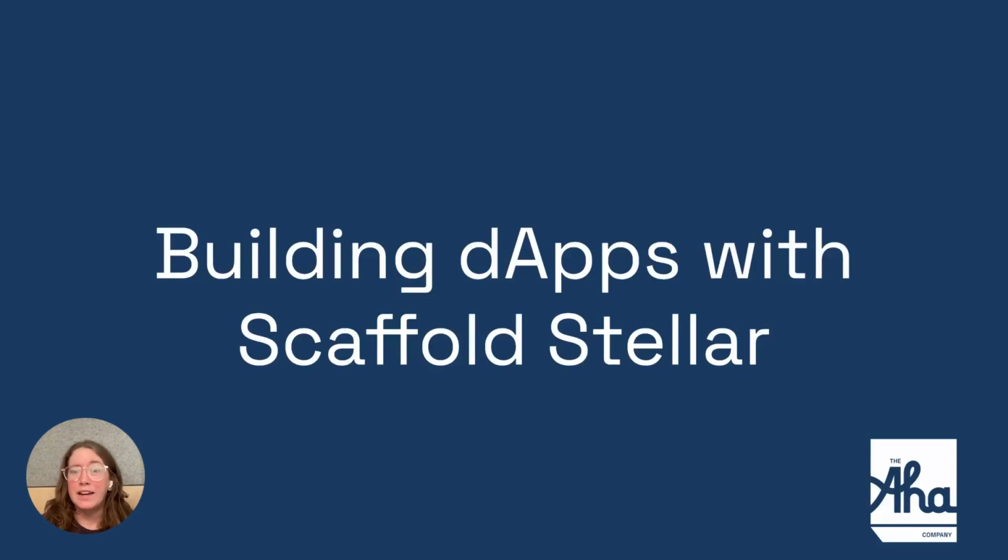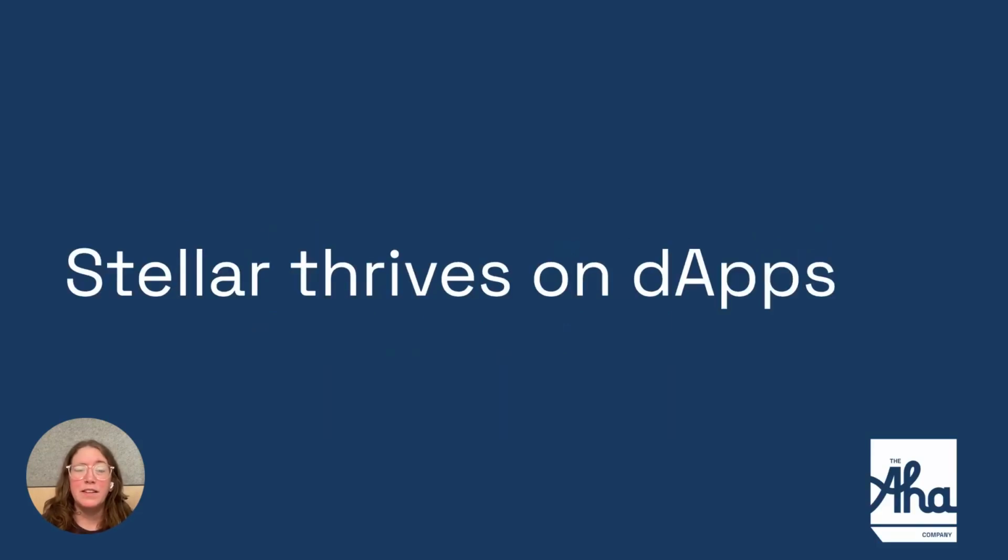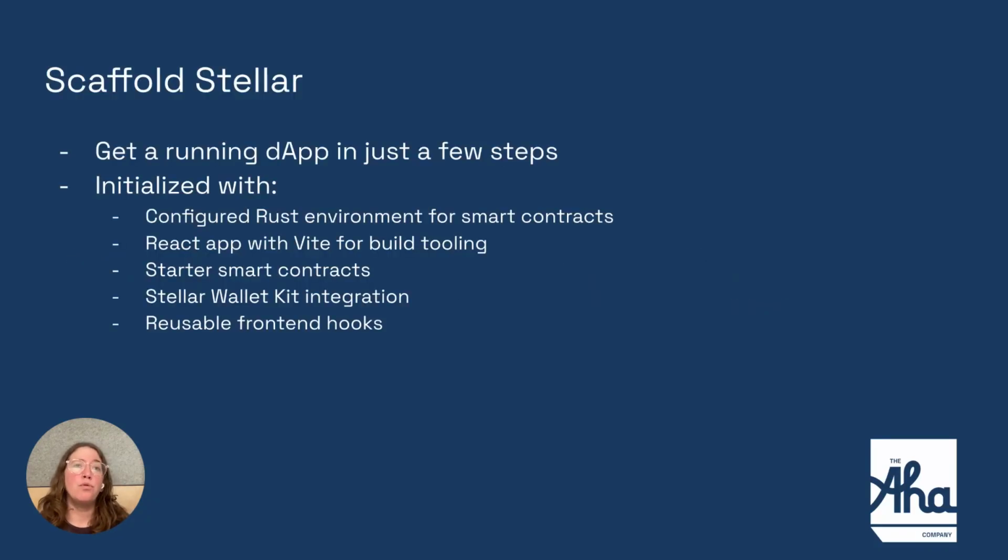Let's talk about building dApps with Scaffold Stellar. The Stellar network thrives on decentralized applications that help users interact with Web3 in familiar Web2 fashions so that they can interact and do actions on chain with whatever your dApp decides to do. And Scaffold Stellar is a tool that helps you go from nothing to a working dApp in just a few steps. And it includes a bunch of things right away.